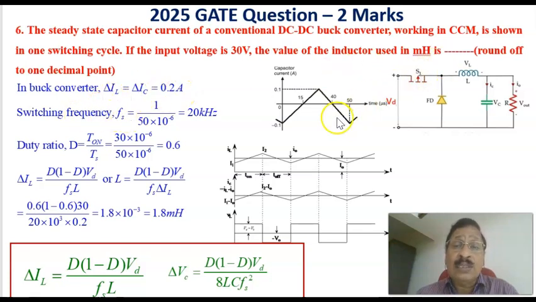And the switching frequency, looking from this, can be written as 50 microseconds, or 1 by 50 microseconds, which is equal to 20 kilohertz. Therefore, the switching frequency is equal to 20 kilohertz for this buck converter.